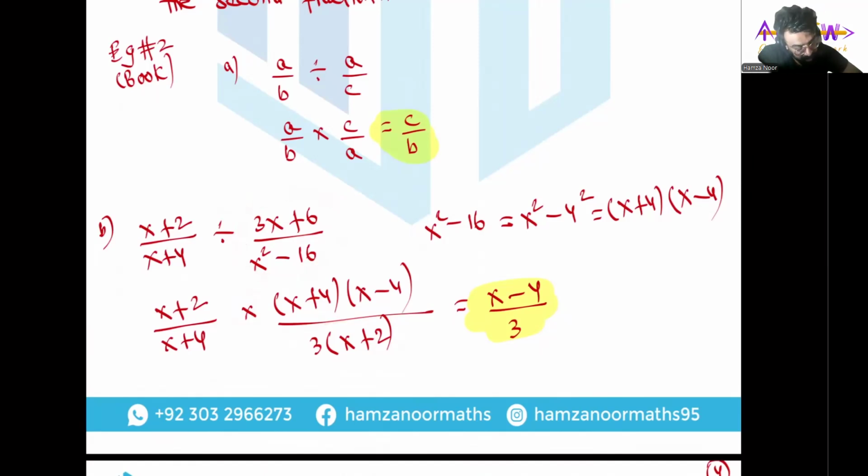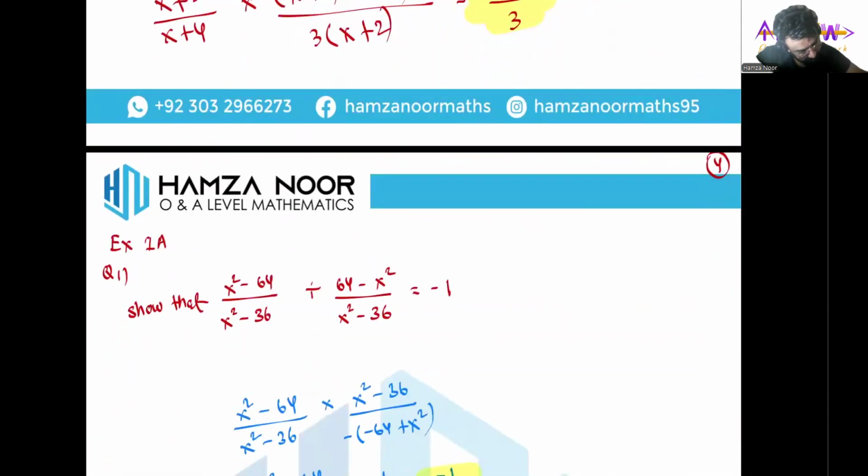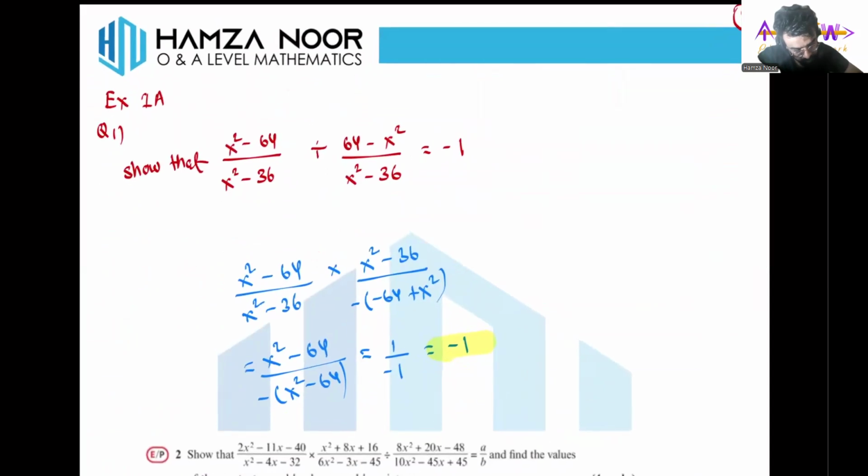So 3x + 6 will come down and x² − 16 will go up. In place of x² − 16, I'm going to write (x + 4) multiplied by (x − 4), and in place of 3x + 6, I'm going to write 3 multiplied by (x + 2). So x + 2 and x + 2 got cancelled out, x + 4 and x + 4 got cancelled out. Therefore, you are left with (x − 4) completely upon 3. This is supposed to be your answer. All right, simple and easy. So let's move on. Up next, we have exercise 1A, question number 1.